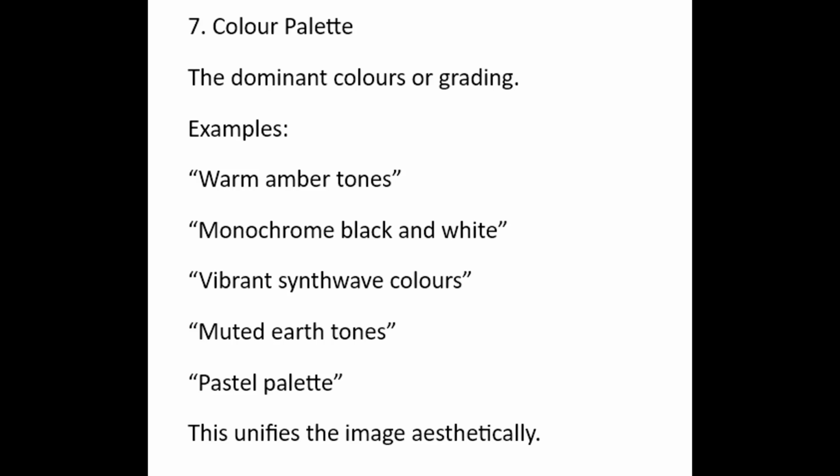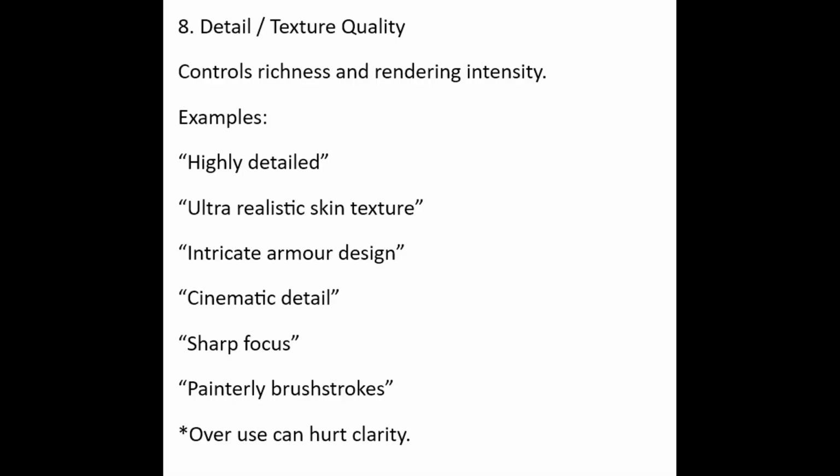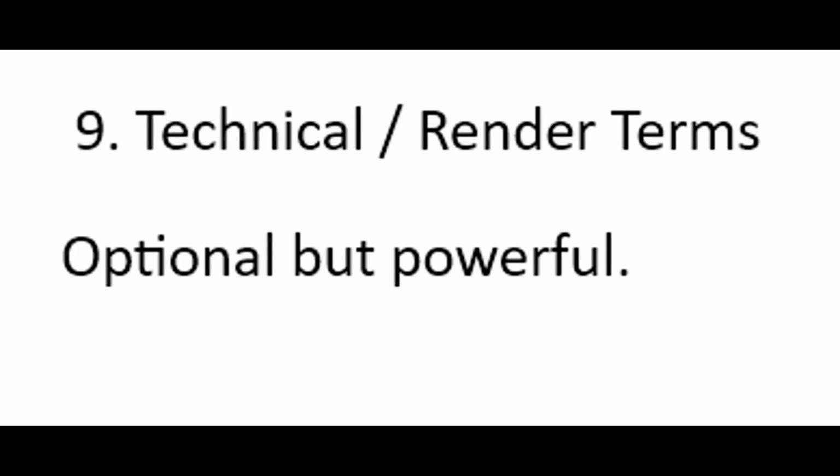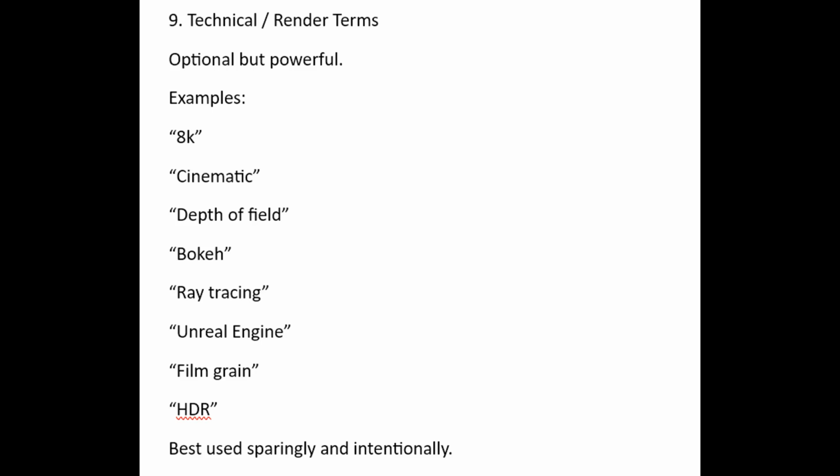Meanwhile, detail controls rendering richness. However, this is where many beginners make mistakes. Adding too many detail terms can overload the prompt and reduce clarity. More words do not always equal better images. Precision beats excess. Technical render terms can enhance realism and cinematic quality when used carefully. Terms like depth of field, HDR, or film grain can subtly improve the visual finish.